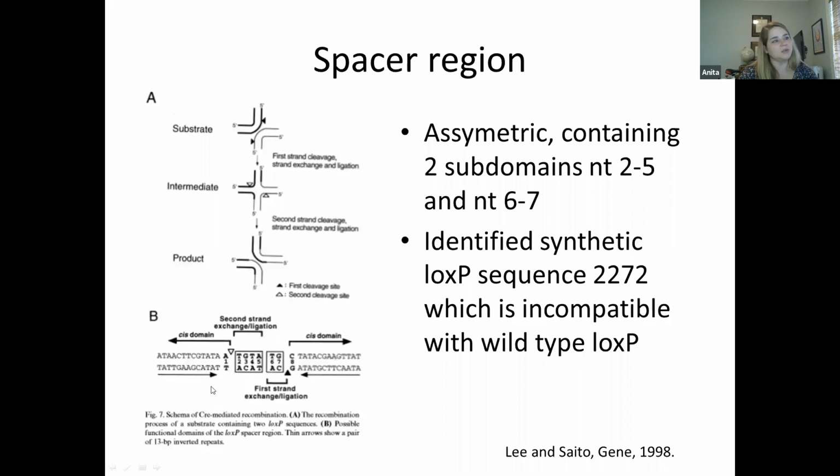When Cre recombinase binds, it will only associate two LOXP sites that have the same spacer region. The palindromic regions are the same anyway, and the spacer region is only compatible with ones that are exactly the same. So the wild type LOXP site is incompatible with the synthetic LOXP site.